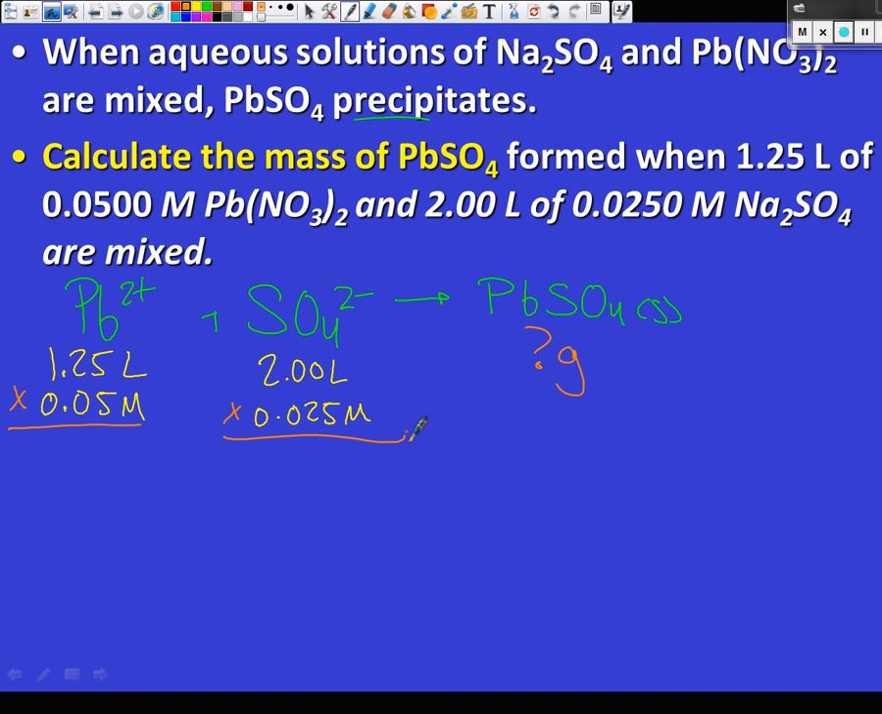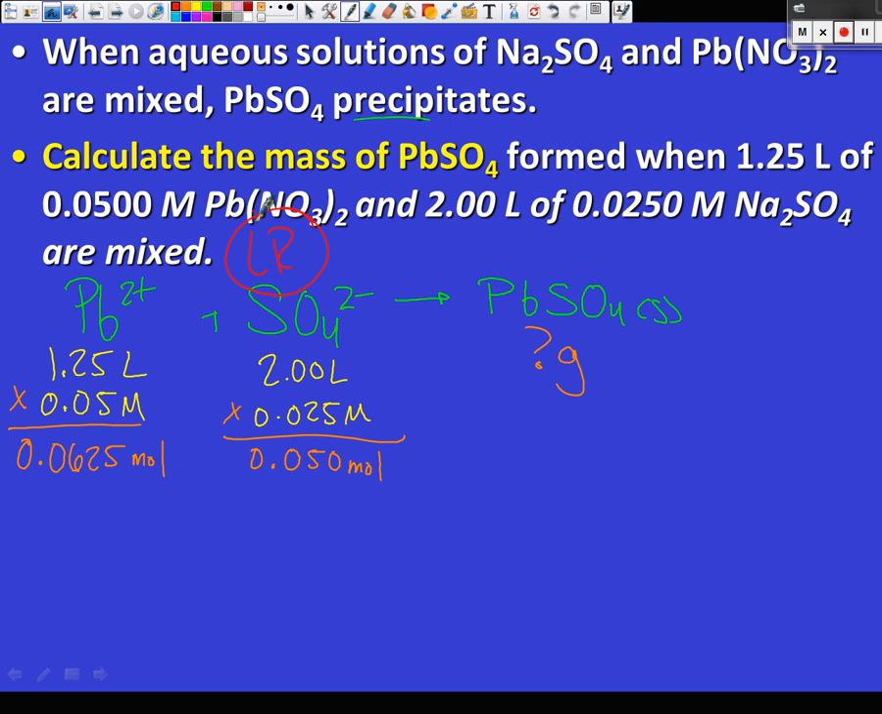Now, what is 1.25 times 0.05? 0.0625 moles. Okay. Now, what is 2 times 0.025? 0.050 moles. Now you just have to identify which one is your limiting reactant. Sulfate. So this is my LR. And from this point, did it get fairly simple? Okay, it's a what to what conversion? A mole to gram conversion.